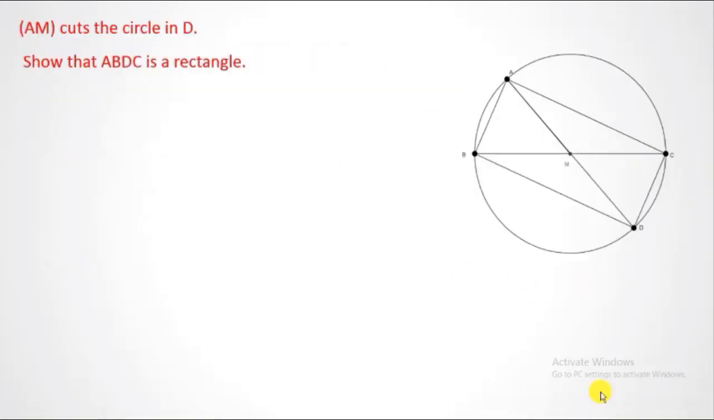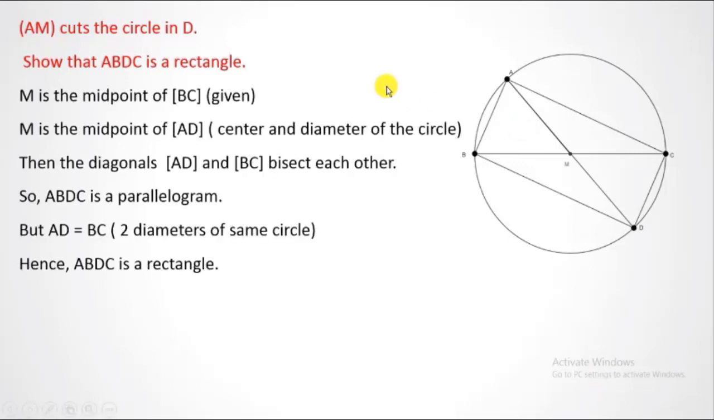AM cuts the circle in D. Show that ABDC is a rectangle. First, we have M is the midpoint of BC. Also, M is the midpoint of AD, since the center cuts the diameter of the circle in its midpoint. Then the diagonals AD and BC bisect each other. Then ABDC is a parallelogram.